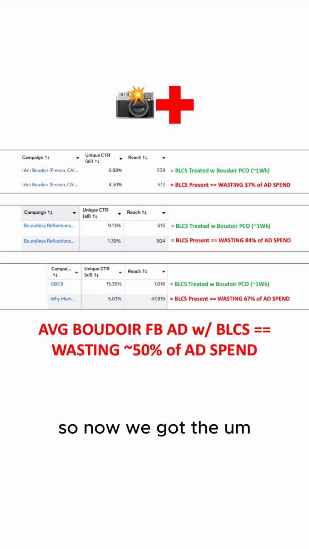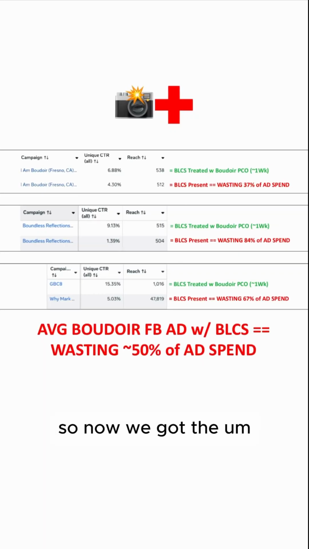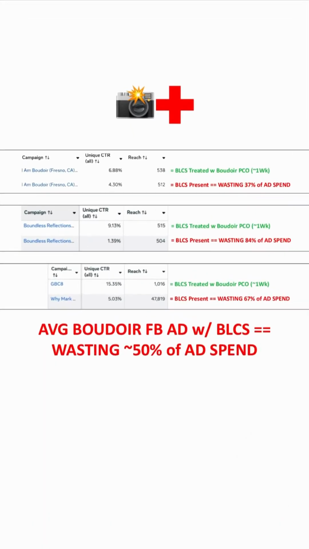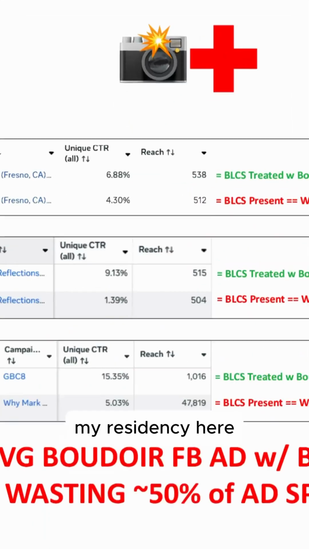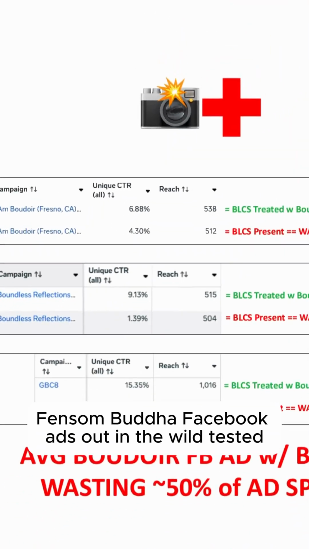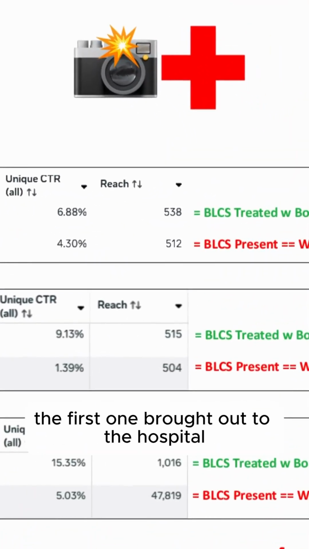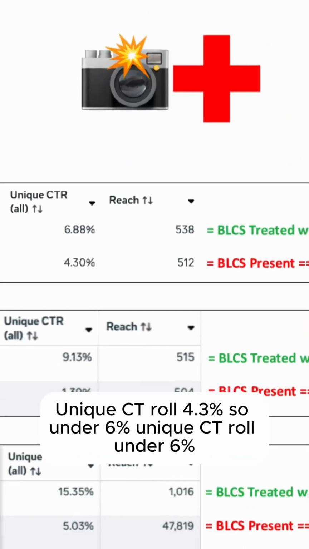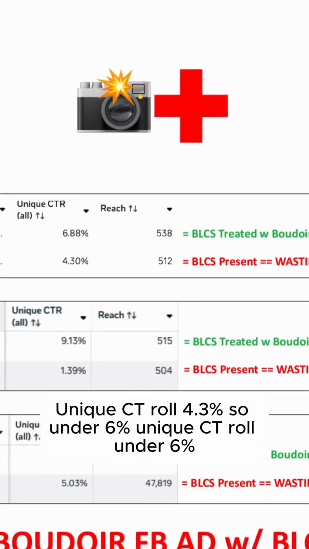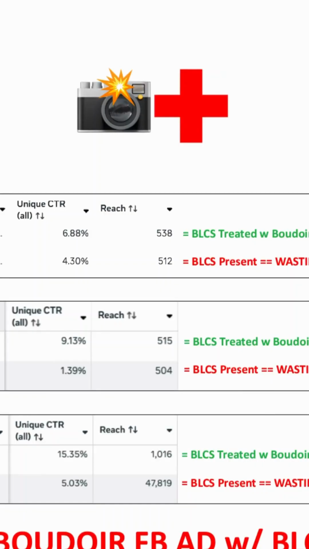So now, my residency here. Found some Boudoir Facebook ads out in the wild. Tested the first one, brought it to the hospital. Unique CTR 4.3%, so under 6%. We know that BLCS is present.